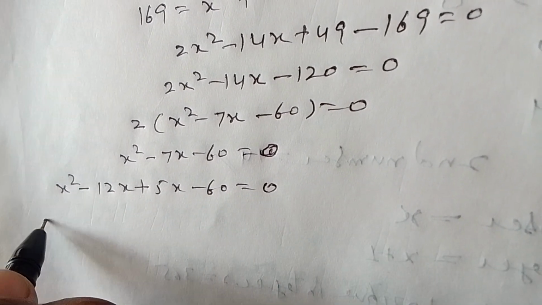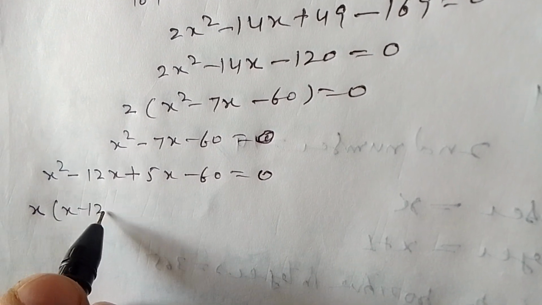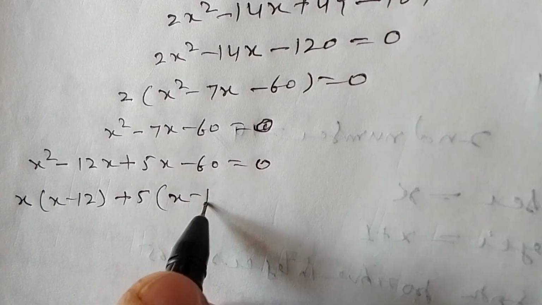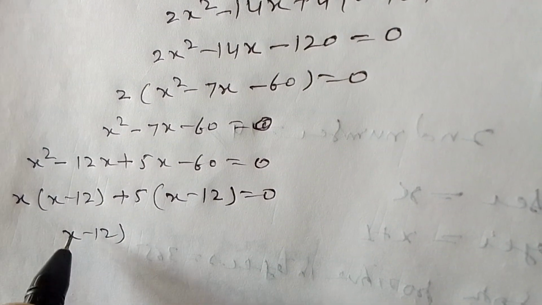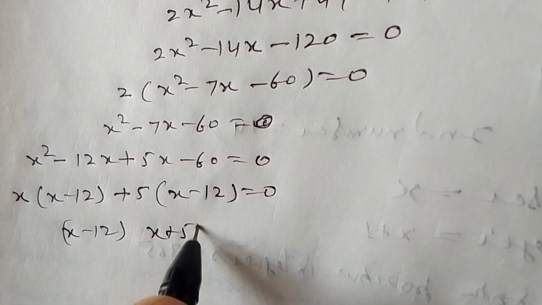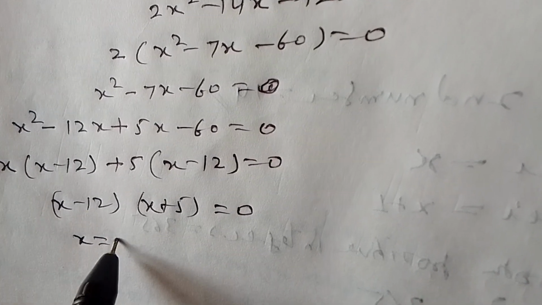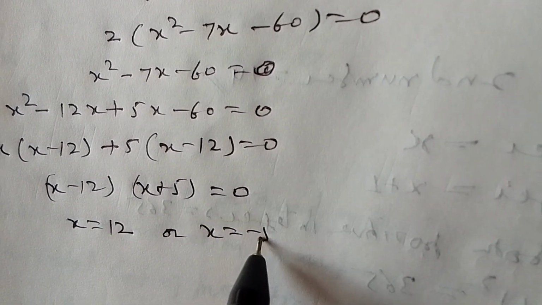So taking x common from the first two terms, it becomes x minus 12, and then 5 common from the next two terms, it becomes x minus 12 is equal to 0. So we remained with x minus 12 and x plus 5 is equal to 0. So our value comes out to be x is equal to 12 or x is equal to minus 5.